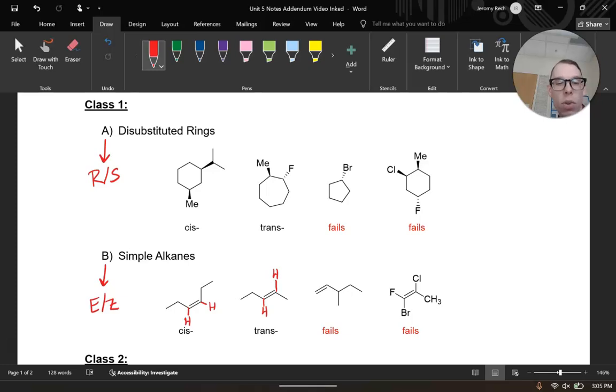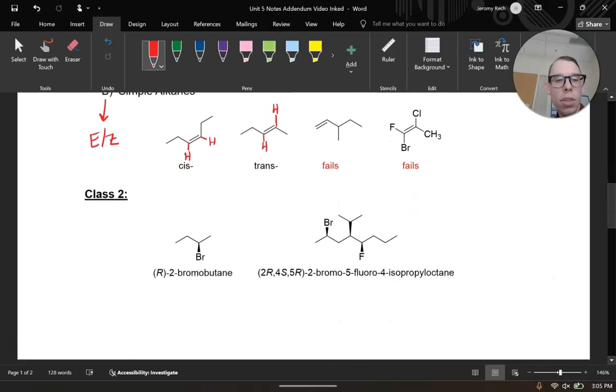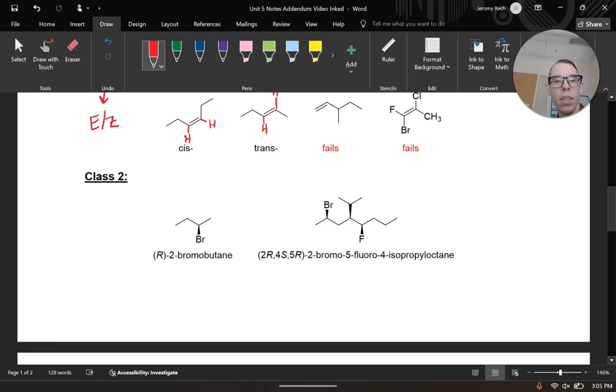Where this fails is if it's really hard to differentiate between your groups, and that's where we're really going to rely on our E and Z. So cis and trans we can use, but it's really, really limited. So our R's and S's and E and Z are going to be far superior in terms of descriptions. So let's go ahead and start with our R's and S's.